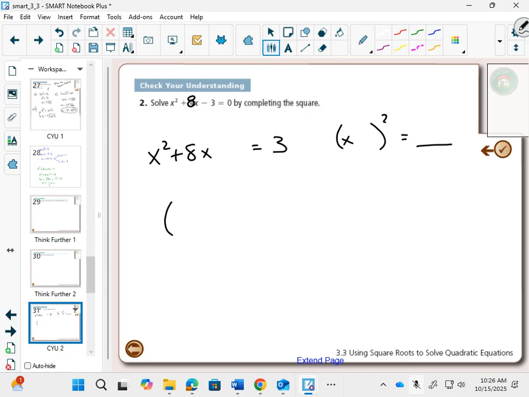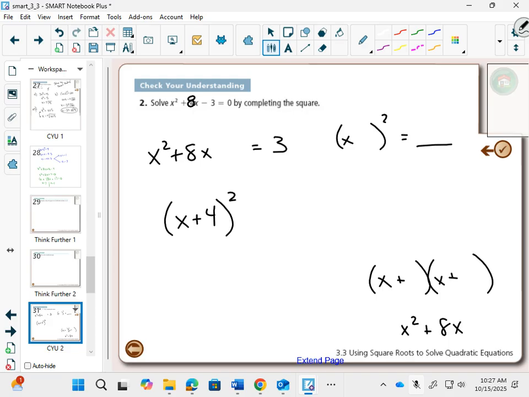Then I want something squared. This is a plus. Does it make sense that this will be a plus? And now you have to imagine 2 things, and you need to get an 8x. Any guesses? What do you think should be there? A 4.